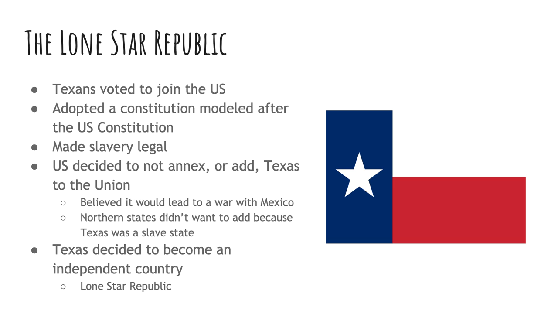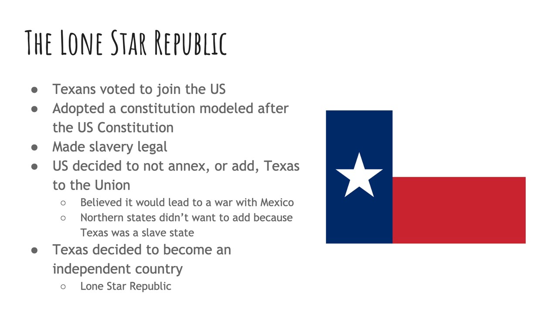Some of the reasons is because the president at that time thought that if they added Texas to the United States, it was going to lead to a war with Mexico. The northern states didn't want it to become part of the United States because Texas was a slave state and they were trying to end slavery at this time.